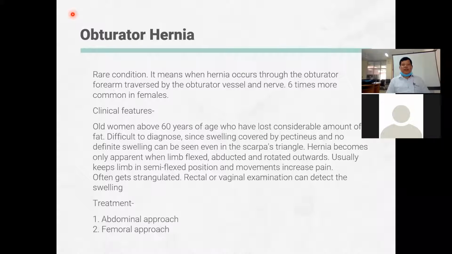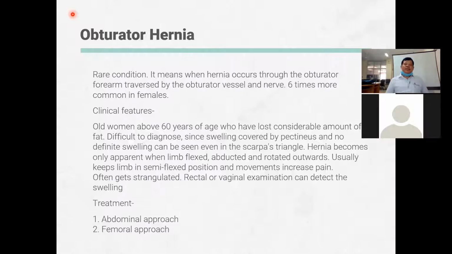Another hernia which is also rare is obturator hernia. It is a rare condition. It means the hernia occurs through the obturator foramen, which is normally traversed by the obturator vessels and nerve. This obturator hernia is 6 times more common in females than in males, because the obturator foramen is wider in female patients and narrow in males.